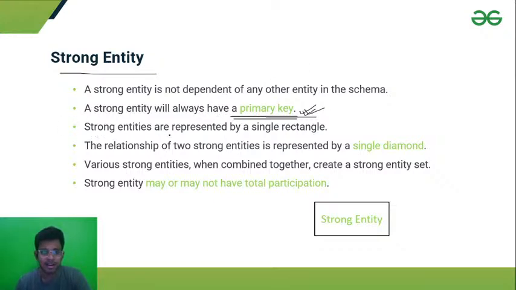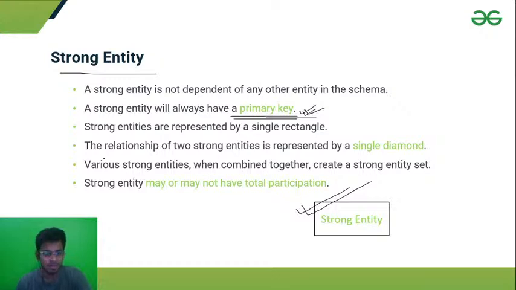And next, strong entities are represented by a single rectangle, as shown here in the diagram. Previously, as I've shown you, the student also had a single-border rectangle, right? Because a student can be distinguished by their roll number, and every student has a different roll number. So roll number can act as the primary key for a particular student, because it helps distinguish a particular student from others, right?